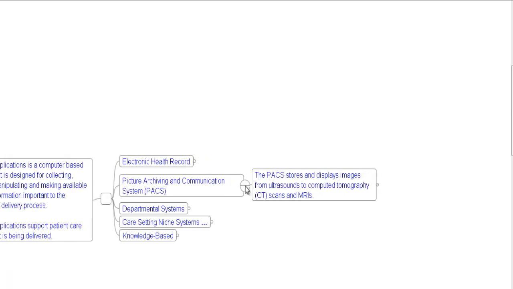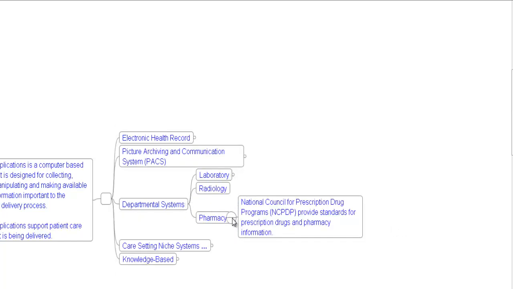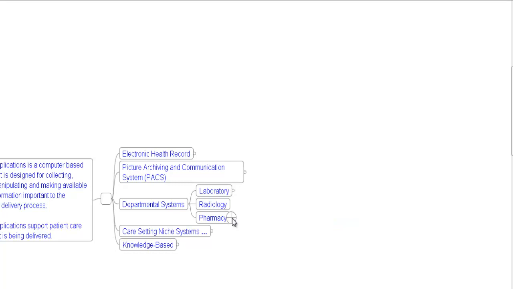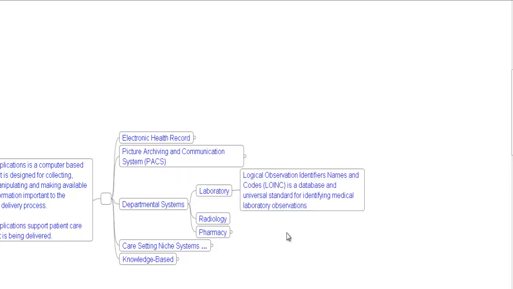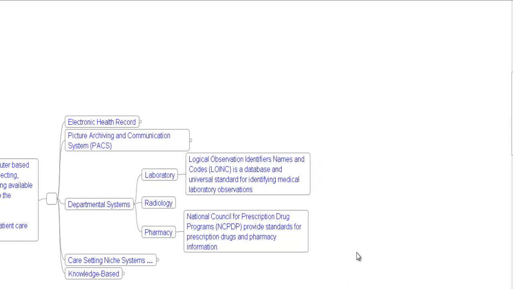Now we'll see the next application, departmental systems. The following can be defined as departmental systems: laboratory information system, radiology information system, and pharmacy information system. Let's see laboratory. Logical Observation Identifiers Names and Codes, LOINC, is a database and universal standard for identifying medical laboratory observations. Under pharmacy, the National Council for Prescription Drug Programs (NCPDP) provides standards for prescription drug and pharmacy information.